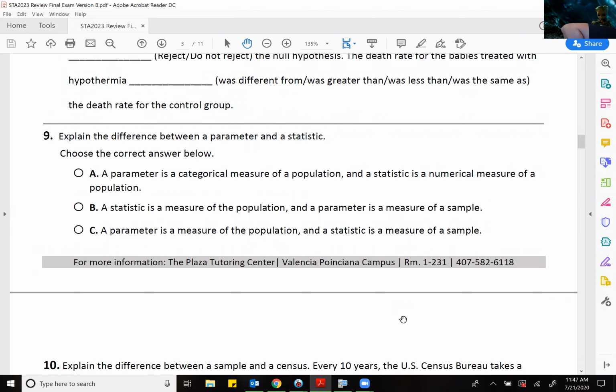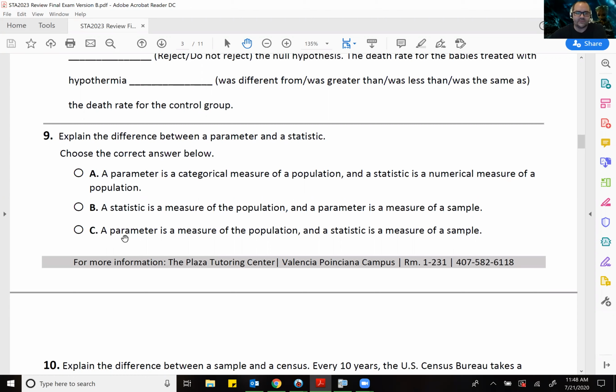Yep. Jumping back into number 7. So this is 7.1. It says, explain the difference between a parameter and a statistic. Well, remember, parameters are about populations, statistics are about samples, so we need something to say that. So right here it says a parameter is a categorical measure of population, and the statistic is a numerical measure of population. No. Okay. A statistic is a measure of the population. A parameter is a measure of the sample. Close, but they're just backwards.